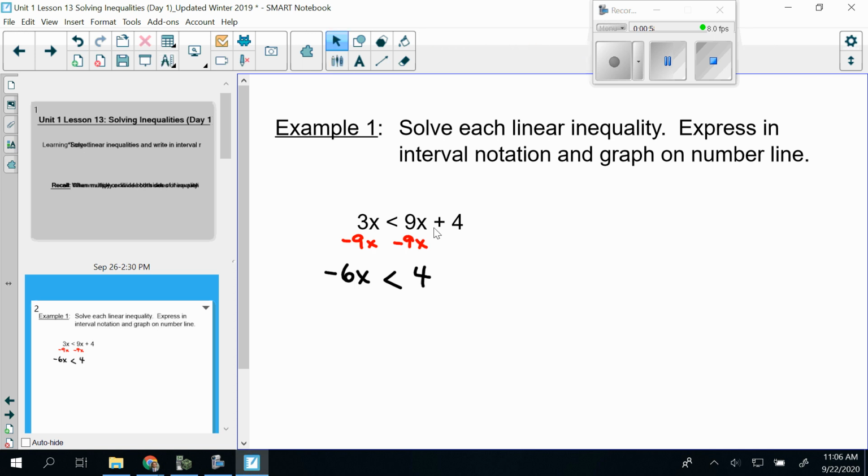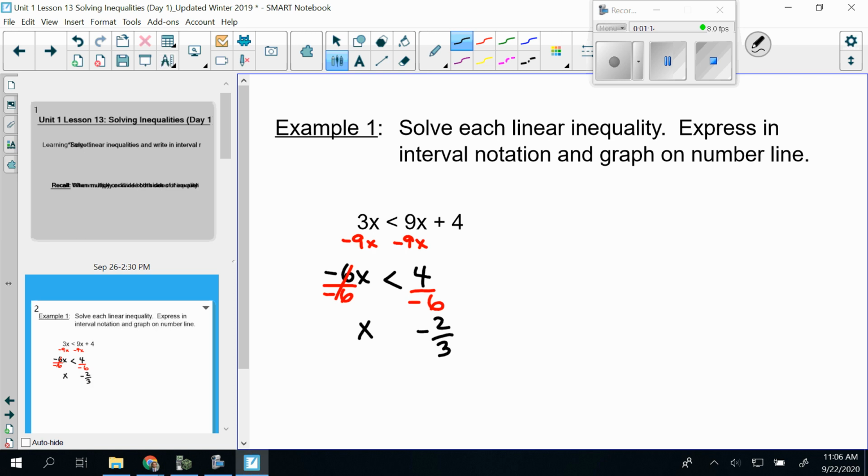Next thing we would do to solve is divide by negative 6 to get that x by itself. So that cancels out. Here we just have x. On the other side now we're going to have negative 4/6, or that would simplify to negative 2/3. However, we did divide by a negative here, so this is one of those instances we do need to switch the direction of the inequality sign. So the numbers that are described by this inequality would be all the numbers greater than negative 2/3.